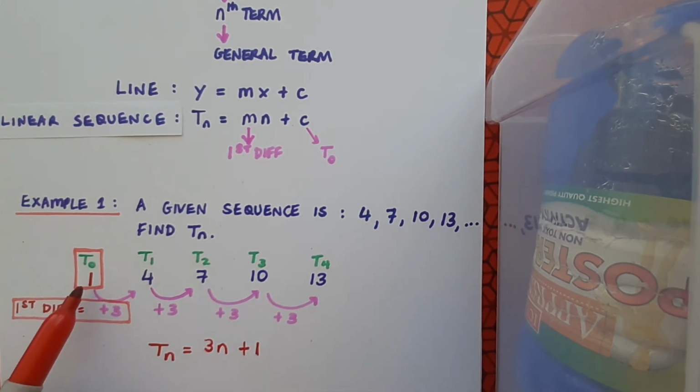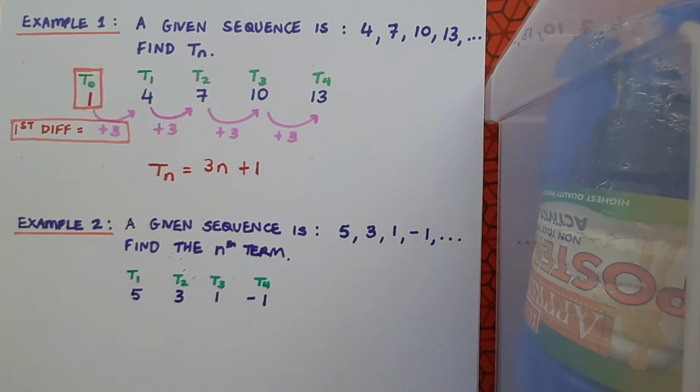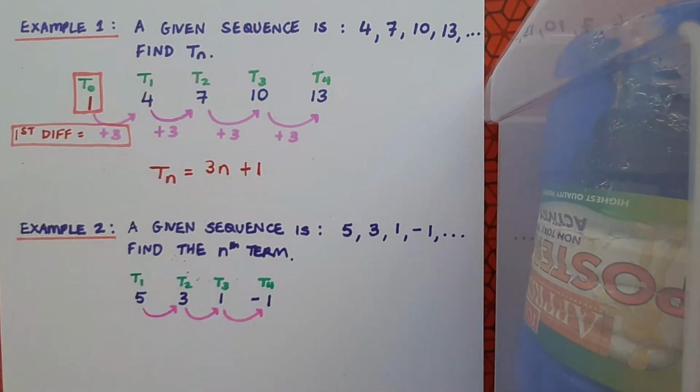If term 0 happened to be a negative number, then I'd put in minus whatever it was. Here's a second example. So we're given a sequence, 5, 3, 1, minus 1. We're going to list out the terms with the T1, T2, etc. above them. I'm going to make a note of the difference and just be sure that it's the same from term to term. So I'll take 2, take 2, take 2. So my term-to-term difference is minus 2, so I take 2 to get from each term to the next.